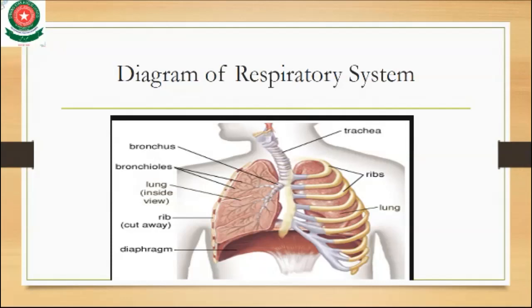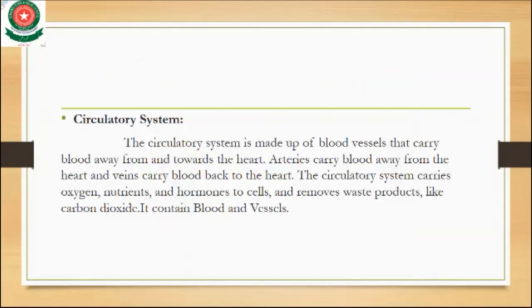And the third kind of human organ system is the circulatory system. The word circulatory means circulate. The circulatory system is made up of blood vessels that carry blood away from and towards the heart. The arteries carry blood away from the heart and the veins carry blood back to the heart.